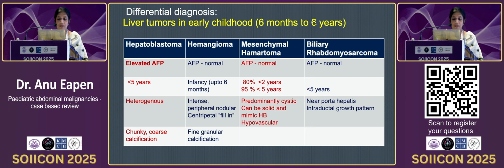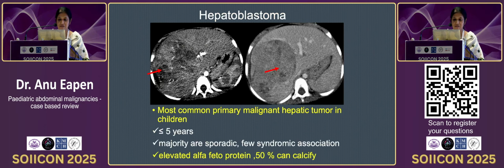Hepatoblastomas again can have coarse chunky calcification. So whenever we see a liver tumor in a very young child, some of the other things to keep in mind: the tumor markers, and look at all the additional features, calcification, the enhancement pattern, and that may help you to narrow down the differential.